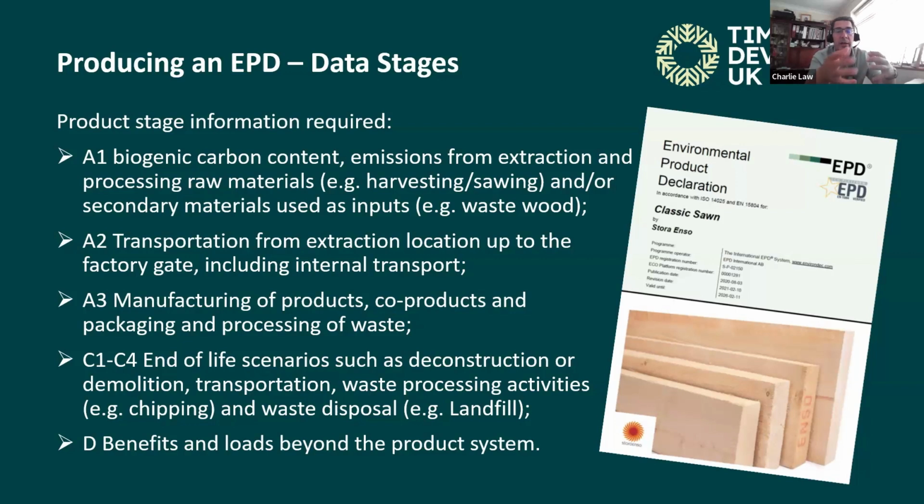If you're producing a piece of CLT or something, then all that might be in A1. You've then got the transportation from the extraction location up to the factory gate, including any internal transport that you might have within your business. And A3 is the manufacture of the final product that you're going to sell, and also the co-product. How that co-product is dealt with would all be part of that process, and also any packaging and processing of waste that you might have to do.